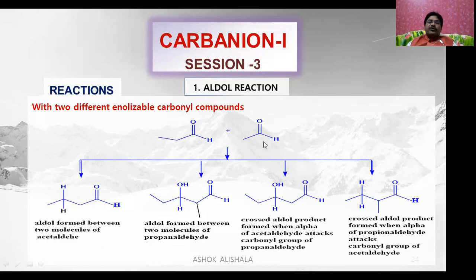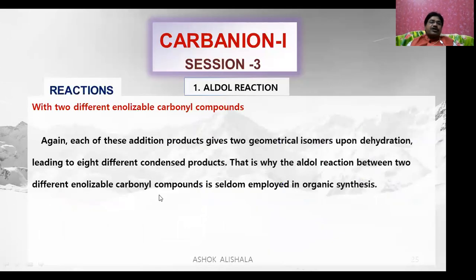In this way, if you use two different aldehydes or ketones, this is called crossed aldol condensation. In this case, we have four different compounds, that is, a mixture of compounds is formed. One aldol is formed with this one, another aldol with this one, and the other two are formed by using the alpha carbon of this one, and the alpha carbon of that one, so that in total we get the four compounds. Now let us see this one.